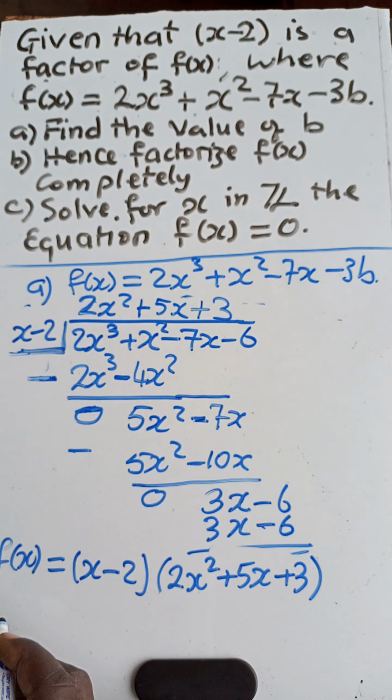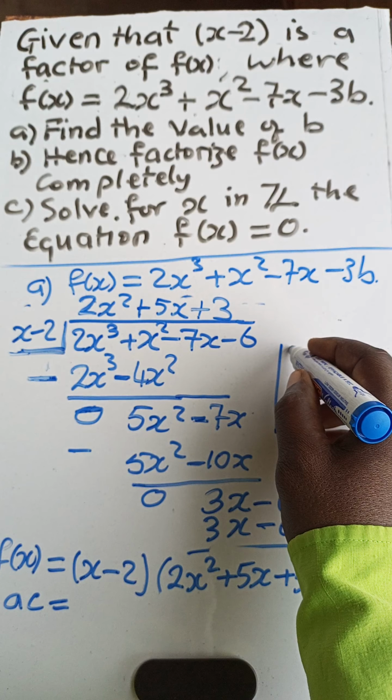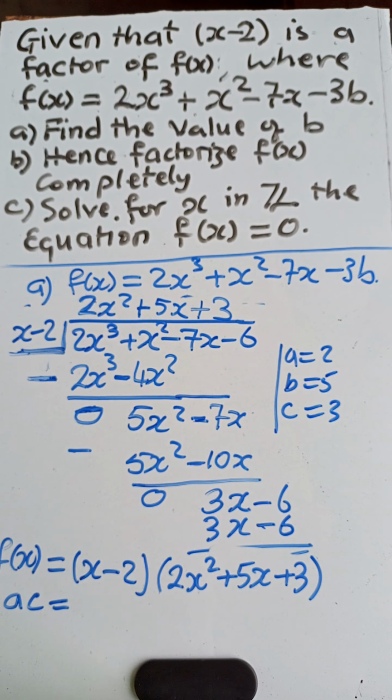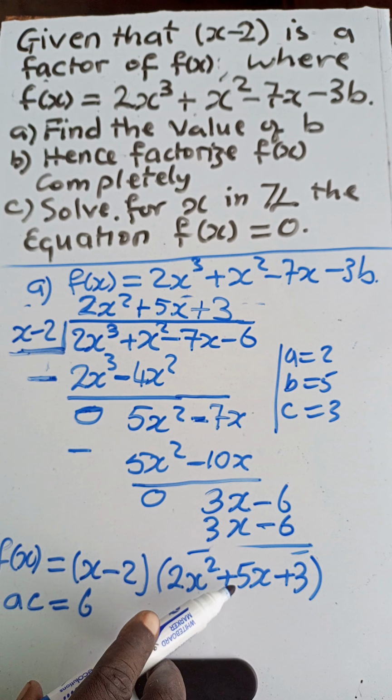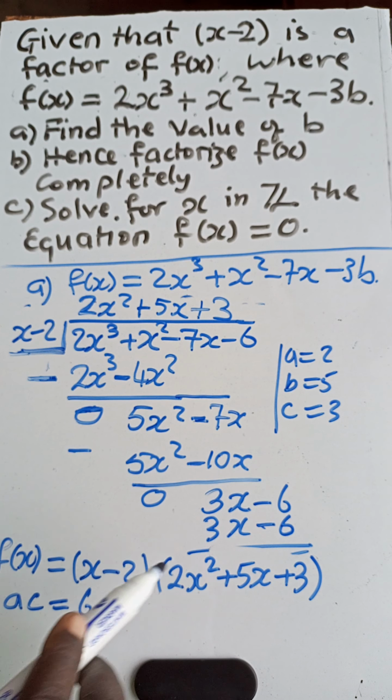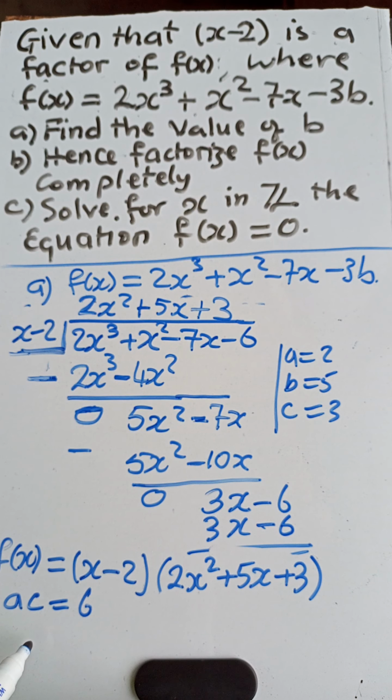Now, if we look at it, we have a, b, c. We want to use the factorization method, not the quadratic formula. Our A is 2, our B is 5, and our C is 3. AC will be what? 2 multiplied by 3 is 6. Now, let's get those factors of 6 whose sum will give us 5. Which are those factors of 6 that when we add them up, we're going to have 5? You see, the factors are 2 and 3.